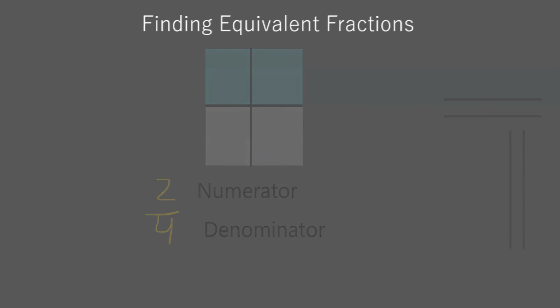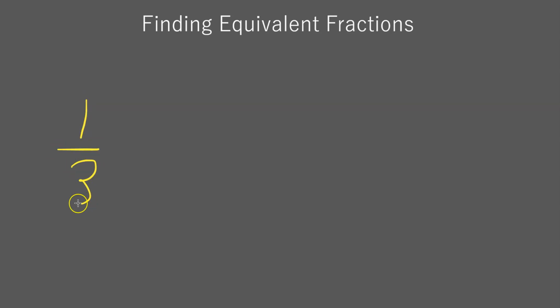Alright, the very last thing that I'm going to show you very quickly is how you can find equivalent fractions. So let's just say we have 1/3, and I need to find an equivalent fraction for that. What I will do is multiply the numerator and the denominator by the same number. That will increase the total number of pieces that I have and the total number of possible parts that I'm trying to represent. However, the fraction itself is still the same.